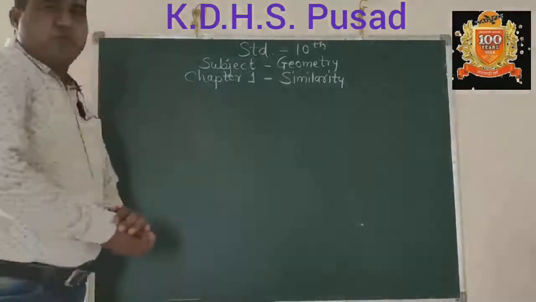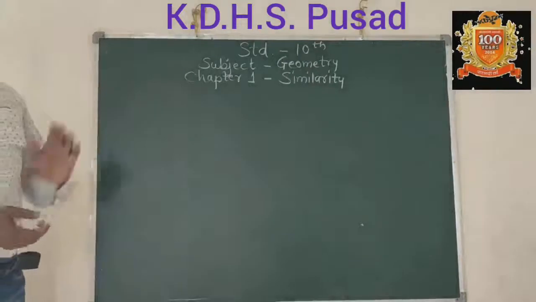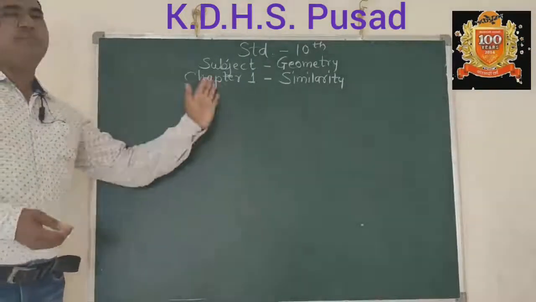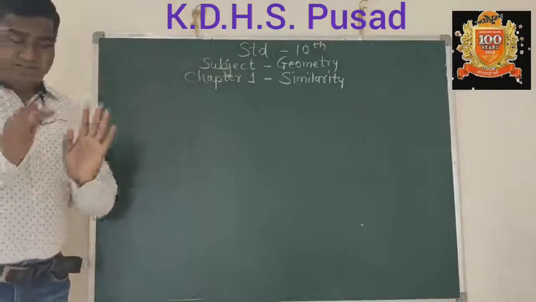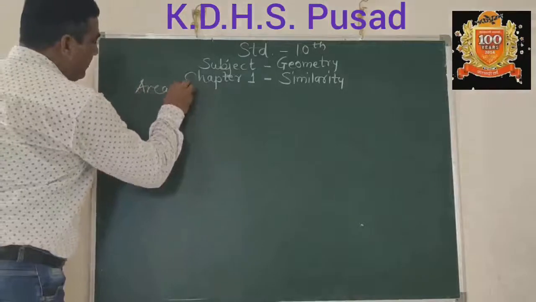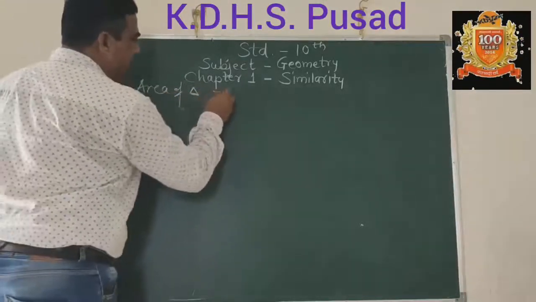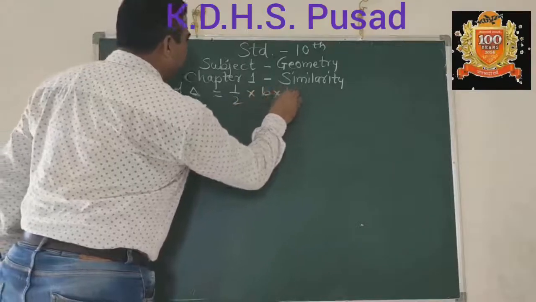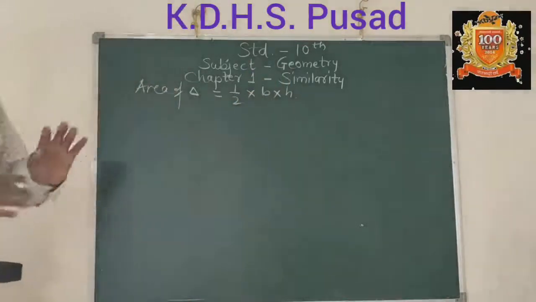Okay students, from today we are going to start geometry, and in geometry we will study the first chapter, similarity. Basically, whenever we want to find out the area of a triangle, your answer is this one: half into base into height. But I have some questions.